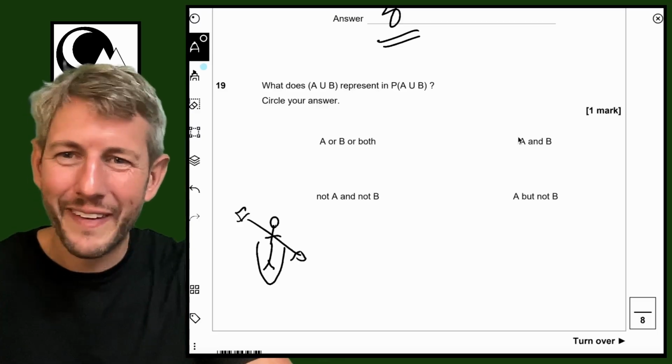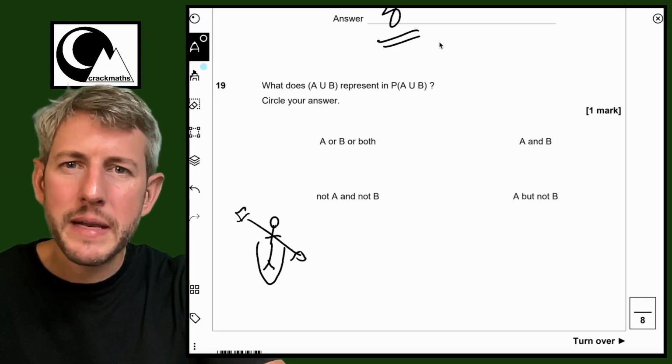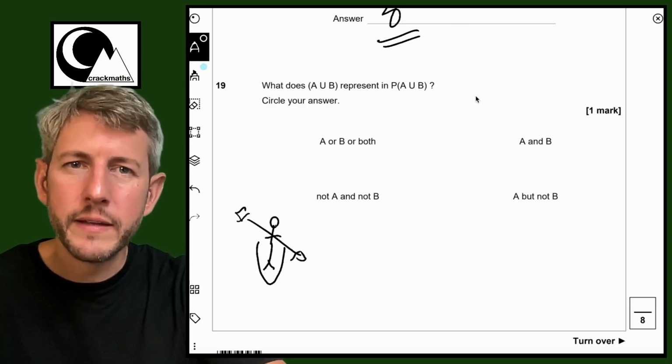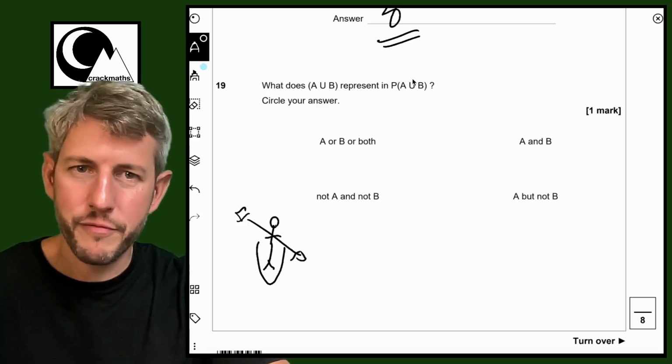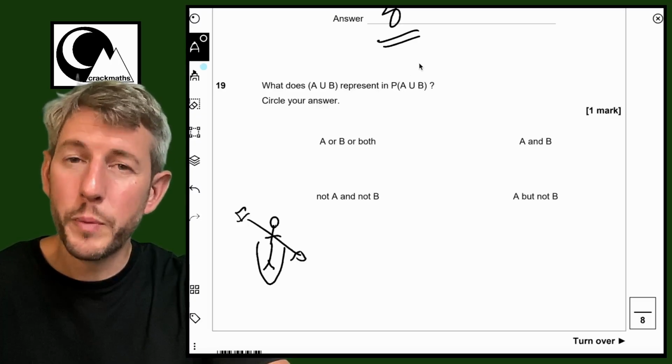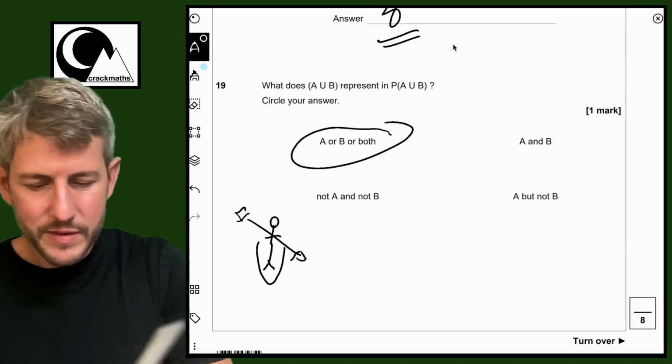I know that's not how "or" is spelled, but it's something to think about. So this is the probability of A or B. So that means A or B or both. Yep, here we go. A or B or both is going to be what we're talking about. So it's the first one there.